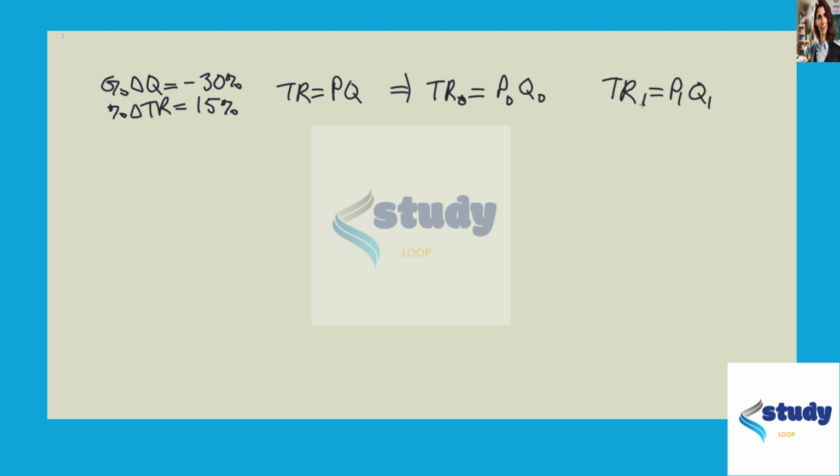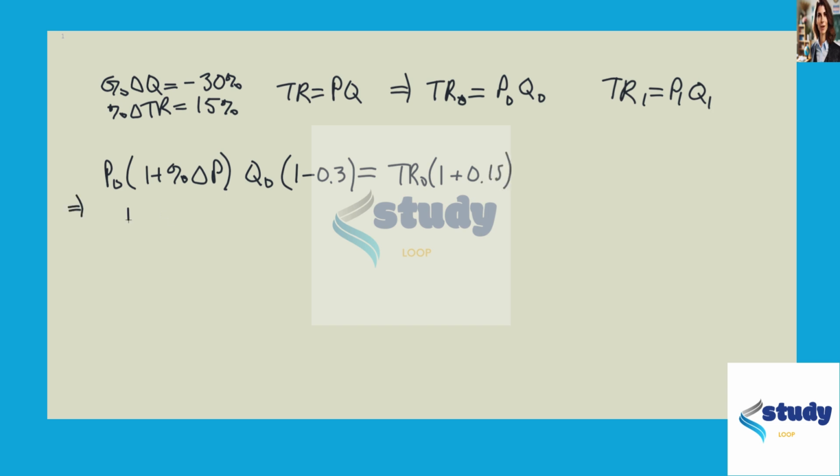Well, we can write total revenue 1 equals price 1 times quantity 1 another way. We can write it all in terms of the initial terms that were given. So we have an initial price, which we're going to change by a certain percent. And we have an initial quantity, which we're going to change by 30%. And this is going to give us a new total revenue, which is just the original affected by positive 15%.